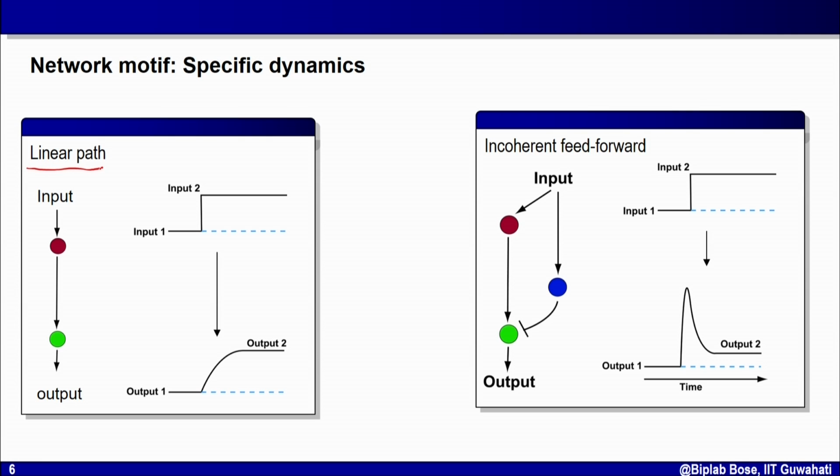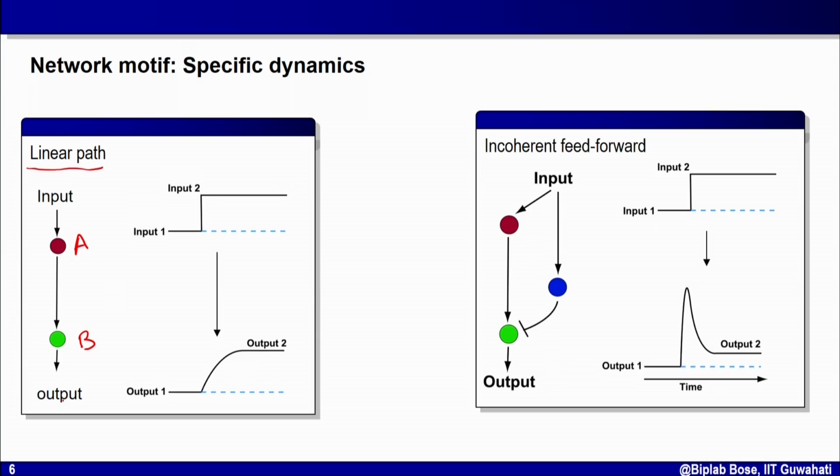What is happening here? You are giving an input signal to, suppose, A. A controls B, that means A is activating B. It may be an enzymatic cascade. A is an enzyme which gets activated when an input signal comes, and when A is active, A works on B to make it more active, and so I get an output.